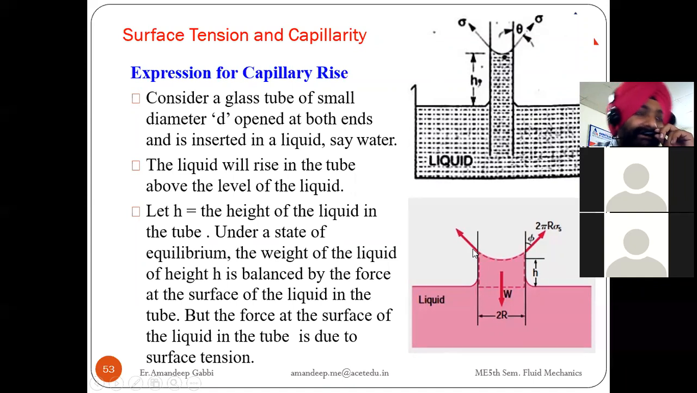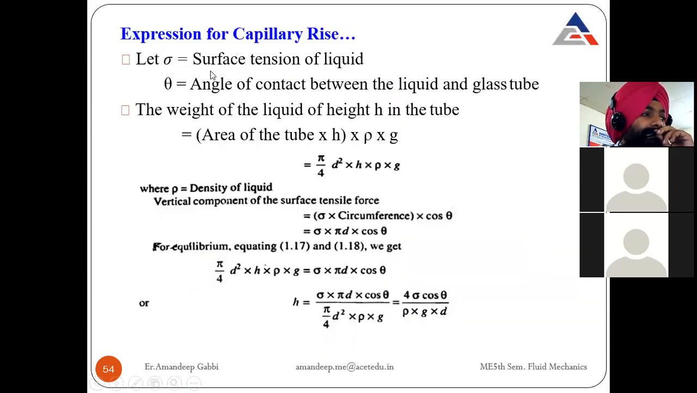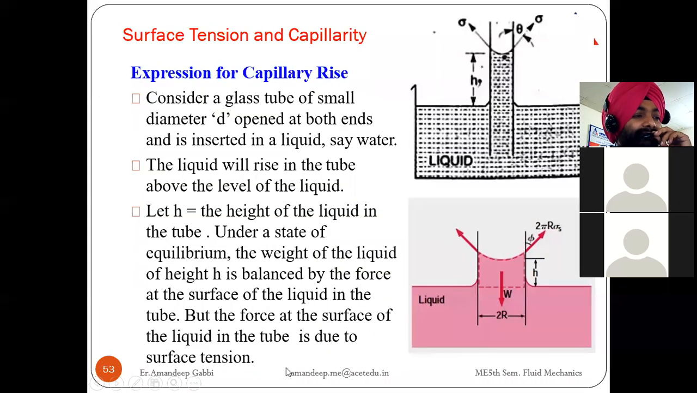And this is called the meniscus. If you draw a tangent from this surface, there will be a theta angle with the tube. That theta angle we are talking about. This sigma is the surface tension of this particular liquid, and theta is this angle.